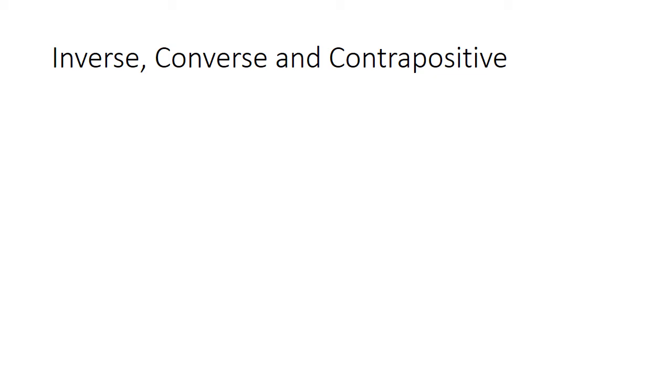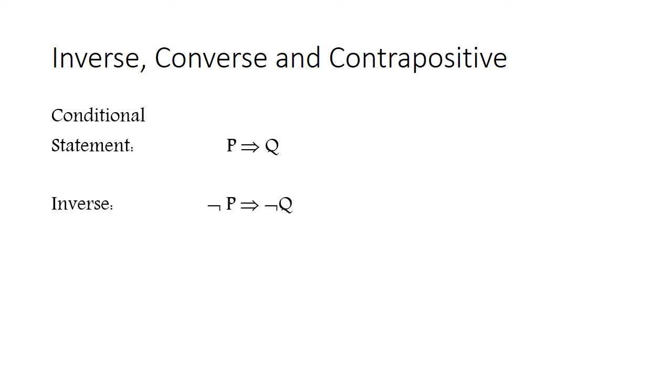Every conditional statement will have an inverse, a converse and a contrapositive. Let's see how to derive them. Let's take the conditional statement P implies Q. Then the inverse will be the negation of the antecedent and the consequence. So here the antecedent is P and the consequence is Q. So the inverse will be not P implies not Q.